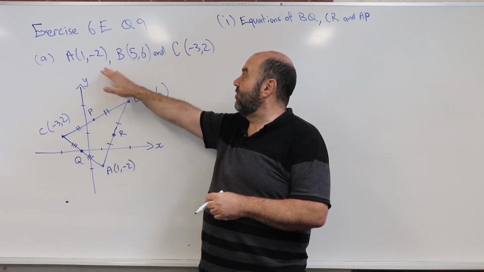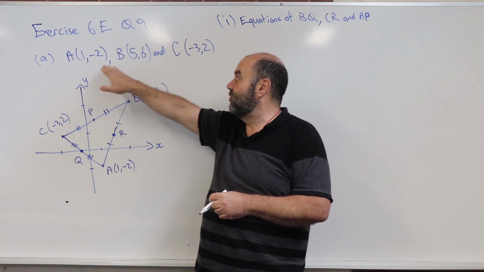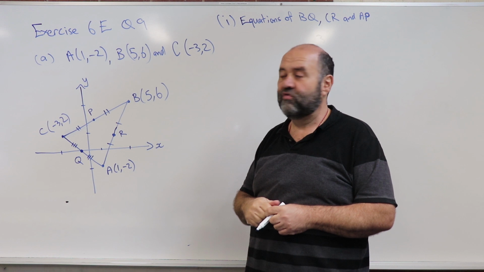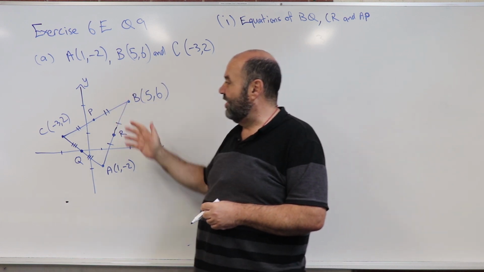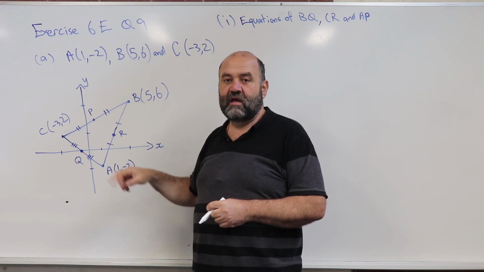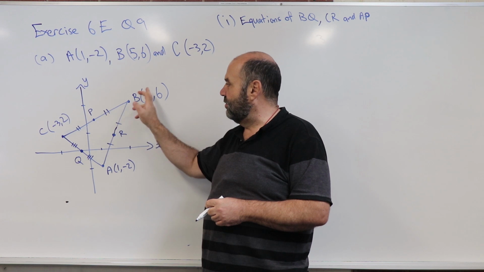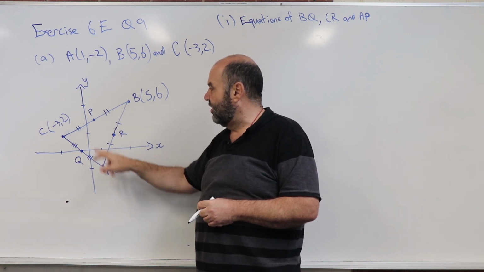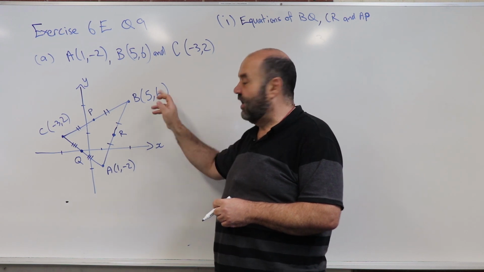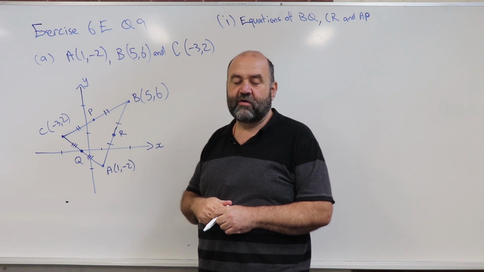So we're told that we've got these 3 points. A is the point 1, negative 2, B is the point 5, 6, and C is the point negative 3, 2. I've drawn them, and then we're told that P, Q and R are the midpoints as shown on the diagram. So P is the midpoint of CB, Q is the midpoint of AC, and R is the midpoint of AB, as you can see there on the diagram.